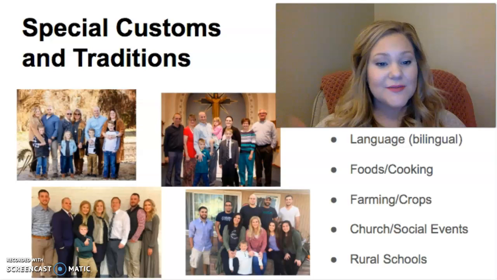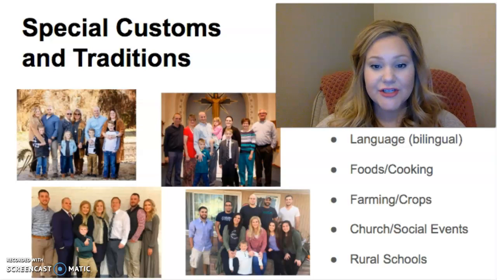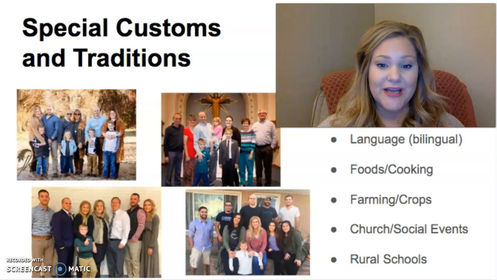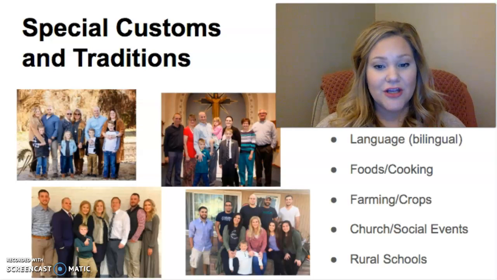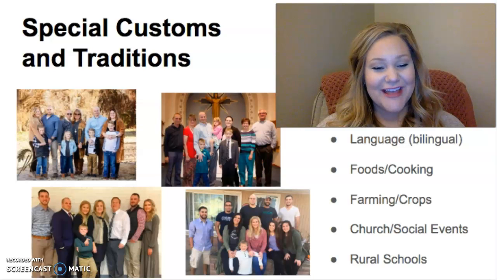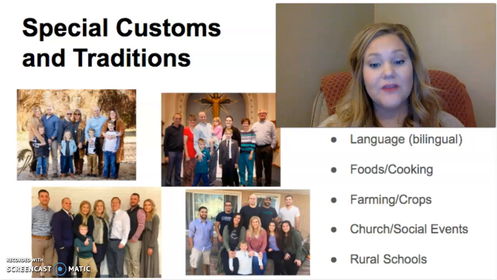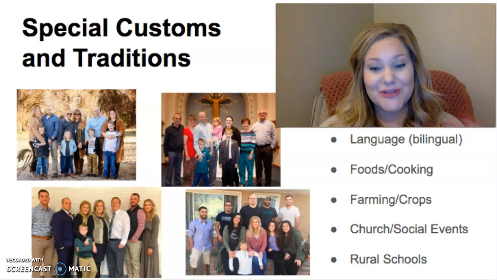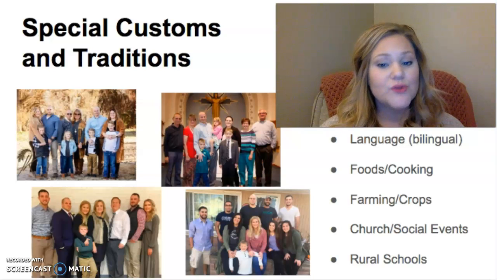So, some special customs and traditions. This kind of goes back to our ancestors. Language: I'm not bilingual, but there's a lot of people in my family who are. They speak German and English. And then foods and cooking, that's really important to us. There'll be a lot of German food that we make, and we still make to this day. That's true to that tradition. And then farming and the crops that are currently being planted are true to that culture. And then church and those social events, and attending the rural schools and that public education is kind of special to our customs, kind of the same as it's always been.